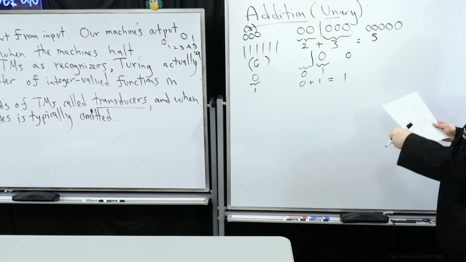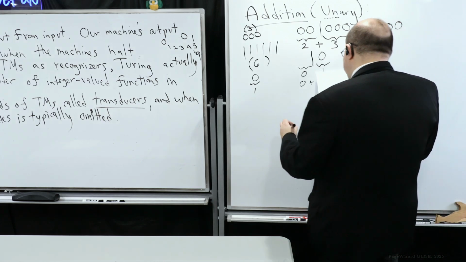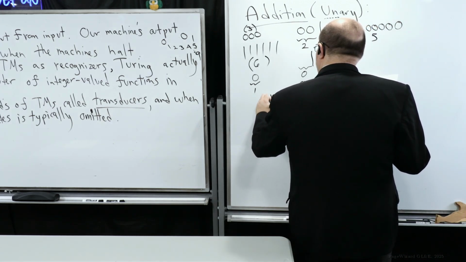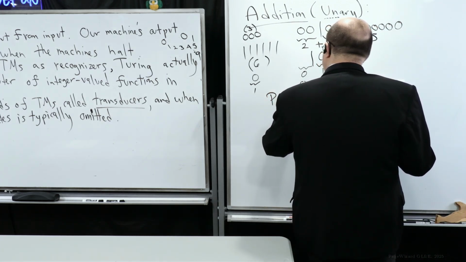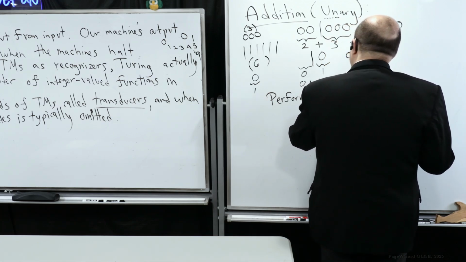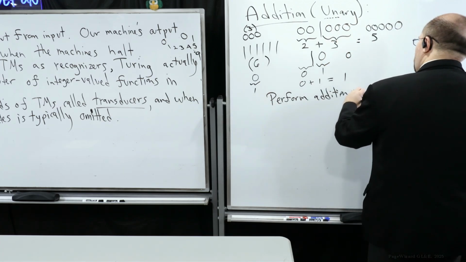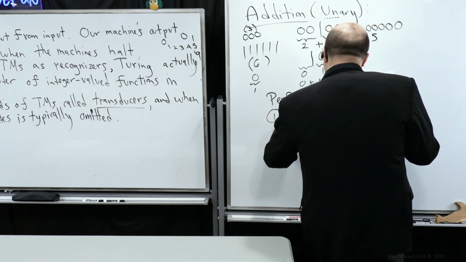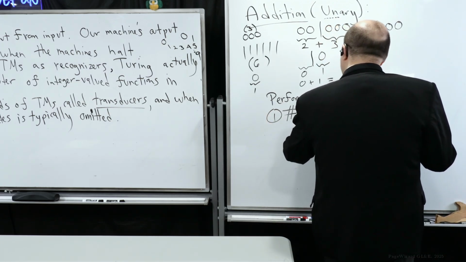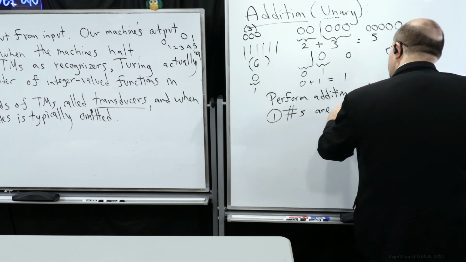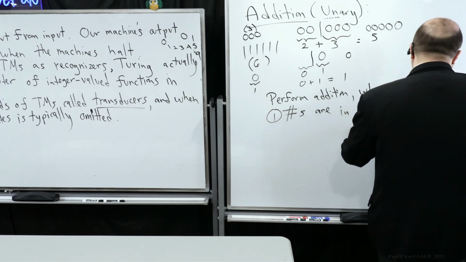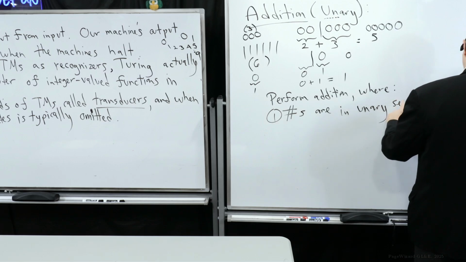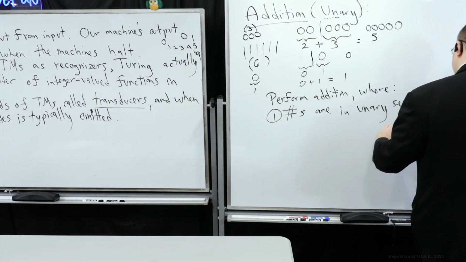So what we're going to do in our example here is we're going to come up with a Turing machine. What we're going to do is we're going to perform addition where numbers are in Unary, separated by a marker.